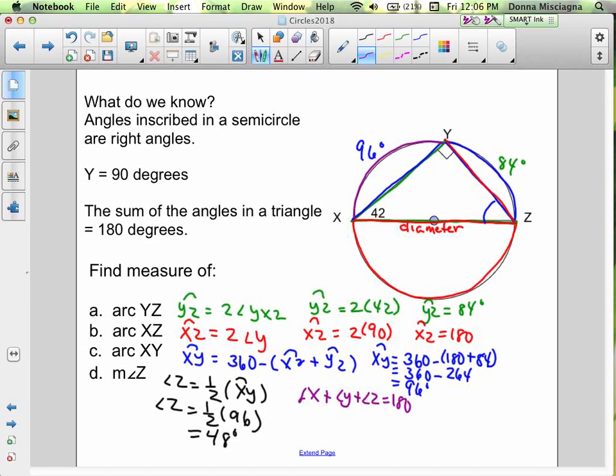Angle X is 42 degrees. Angle Y is 90 degrees. And angle Z, we just found, is 48 degrees. And that indeed does equal 180, because 42 plus 48 equals 90, and 90 plus 90 is 180, so that does check out. So there are two ways you can find it. You could have found the angle first and then doubled it to find the arc, or found the arc and then halved it to find the angle.